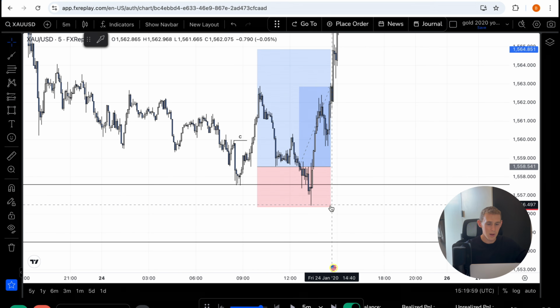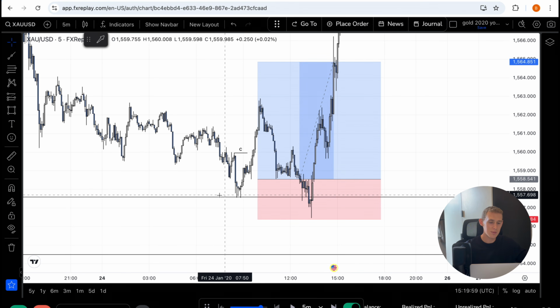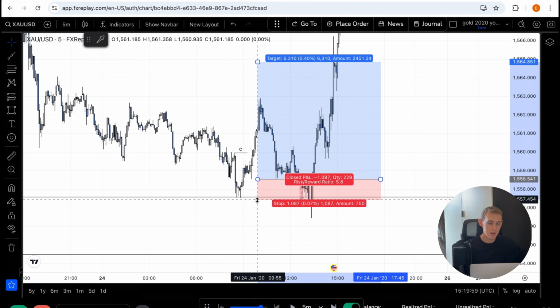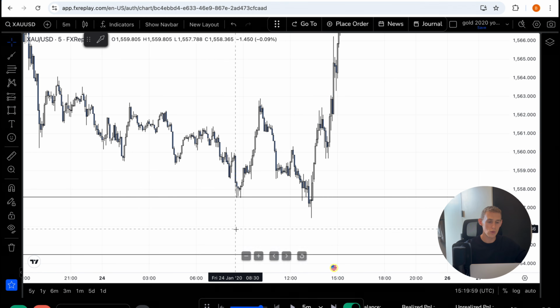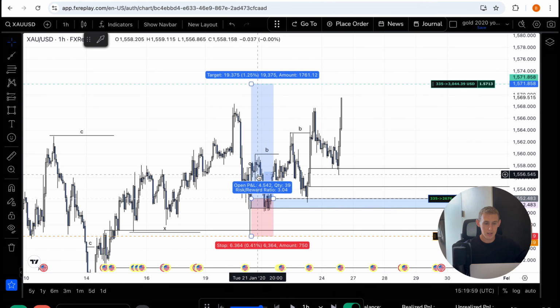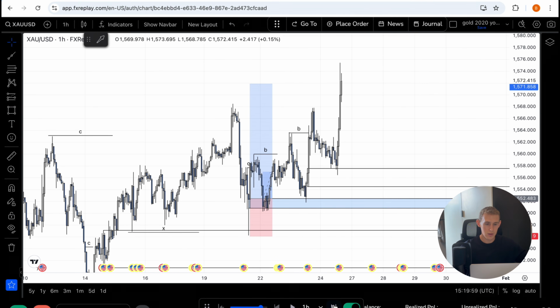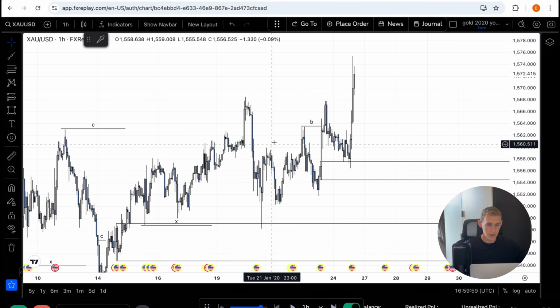Oh, damn. 1 pip away from stop loss there, but we managed to stay in. Again, smart stop loss placement. I don't just have it immediately below the low. I like to leave a little bit more room, particularly on gold, which tends to do stuff like this where it grabs the previous liquidity before moving. But yeah, nice. This first trade is now hit TP. So again, just looking to follow this structure up.